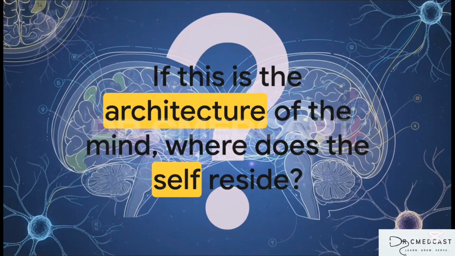So we've mapped the regions, we've identified the cells, and we've traced the connections. We have, in a way, examined the blueprints of consciousness itself. And that leaves us with one final, profound question. If this is the architecture of the mind, then where, inside this intricate web of tissue and electricity, does the self truly reside?